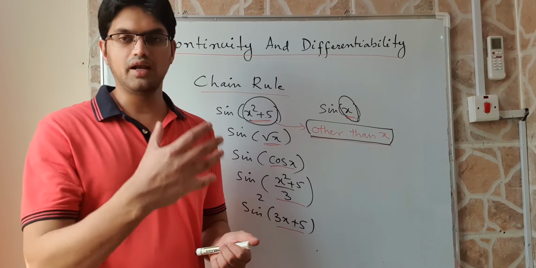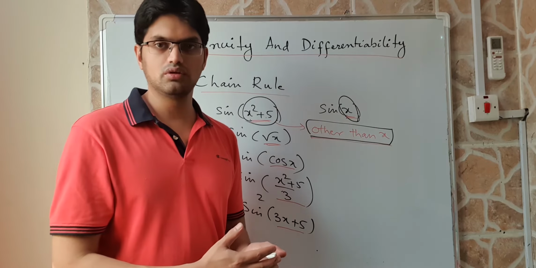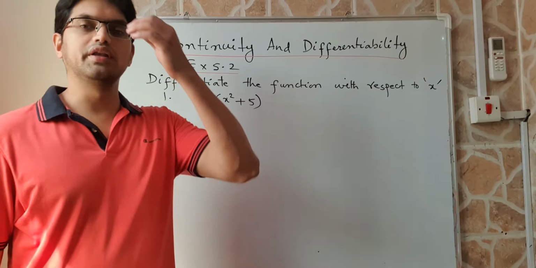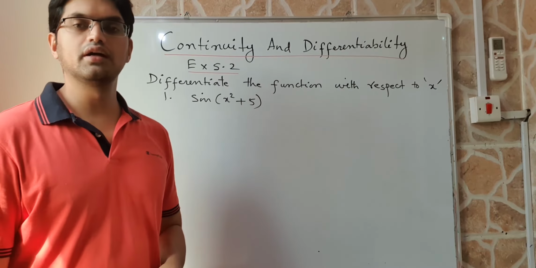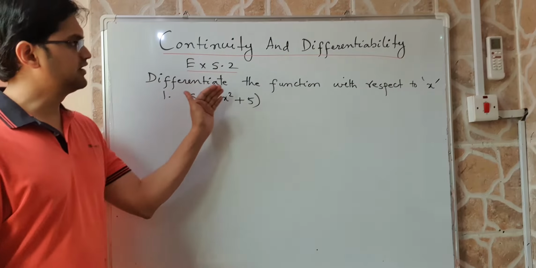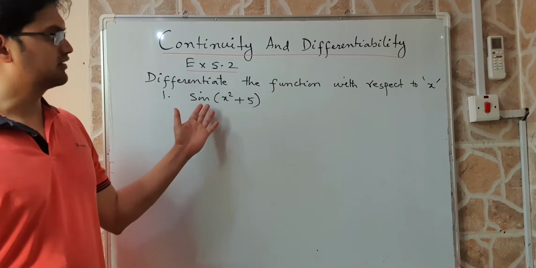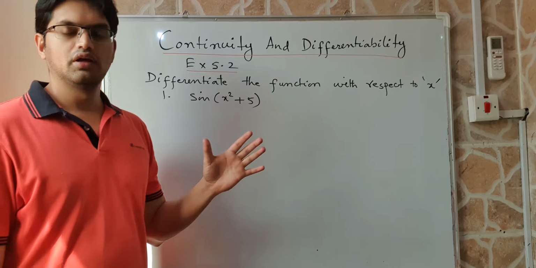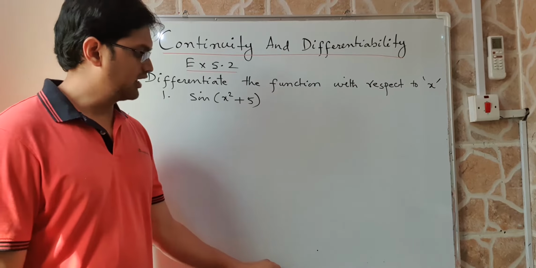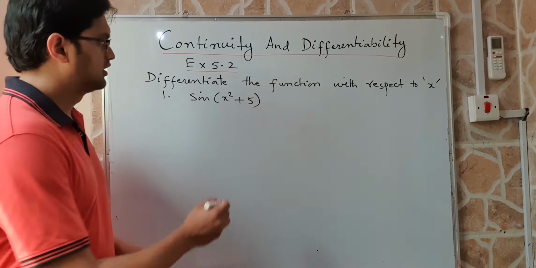Once you understand or identify that it is a chain rule problem, the next thing is how to solve it. Let us see one example, NCERT exercise 5.2, question number 1. Differentiate the function with respect to x. This is given: sine of x square plus 5. Now you tell me, how do you differentiate? Again, the first step we should take is to look at the angle.